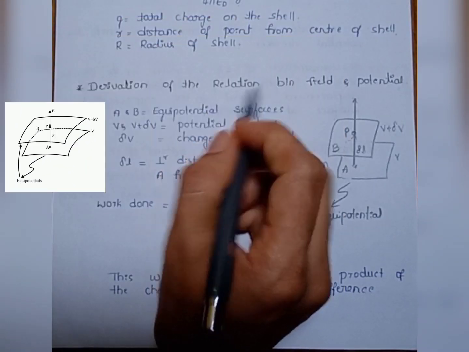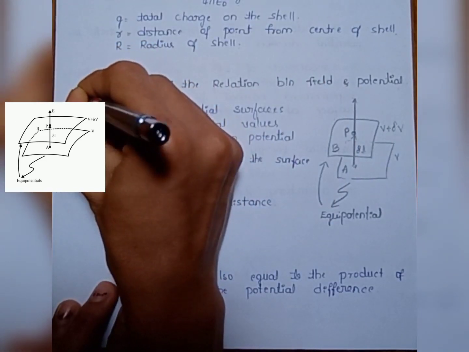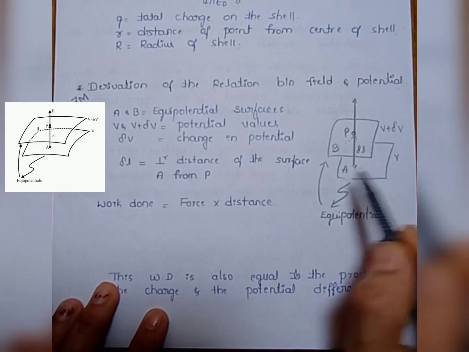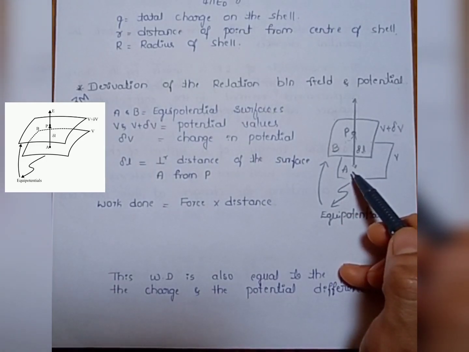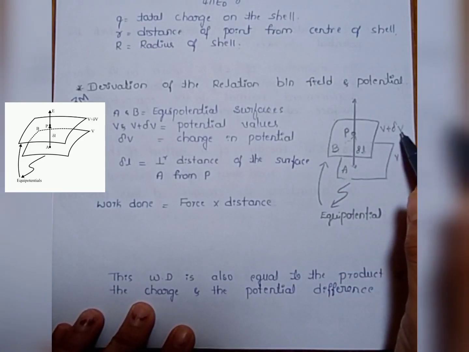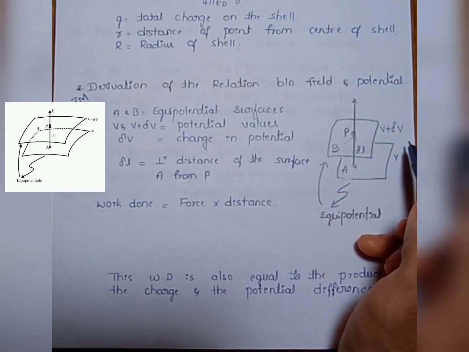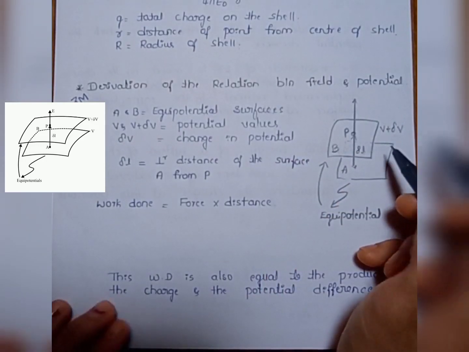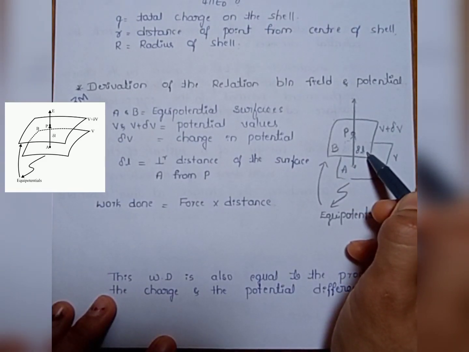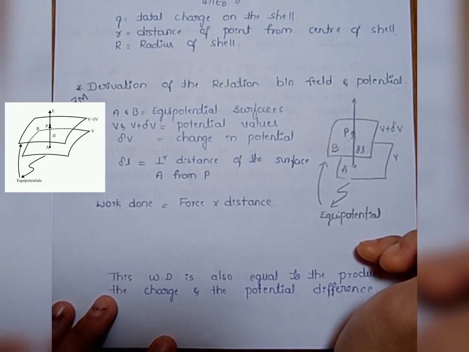Derivation of the relation between field and potential. This is also very important for 3 marks. Let us consider two equipotential surfaces A and B. V and V plus delta V are the potential values. Here delta V is the change in potential, and delta L is the perpendicular distance of the surface A from P.